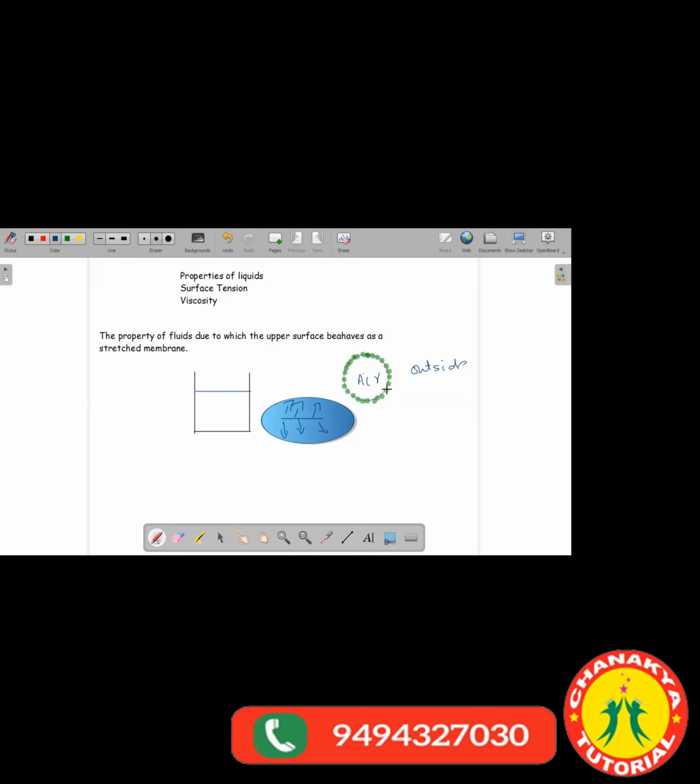So similarly in the case of a bubble, the molecules are trying to collapse. They are trying to occupy the minimum surface area. And mathematically it can be proven that for a given volume, a sphere will have the least surface area. I'll explain this property also: for a given volume, a sphere has the least surface area.